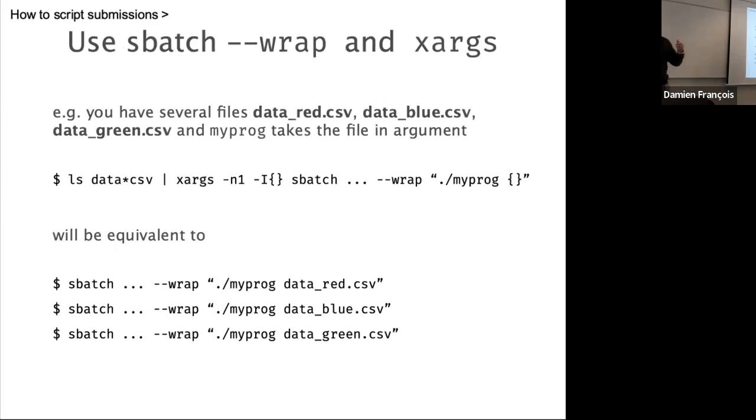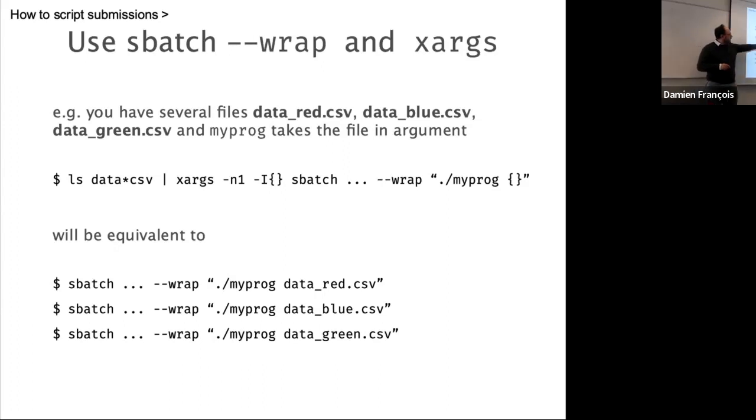xargs is a tool from the Linux world, which is available on every Linux machine, that allows you to take in standard input a list and then run multiple times the same program with each element of the list. So here the example states that I have 3 files, data_red, data_blue, and data_green in some directory. If I do ls of all of these, I will list all the 3 files.